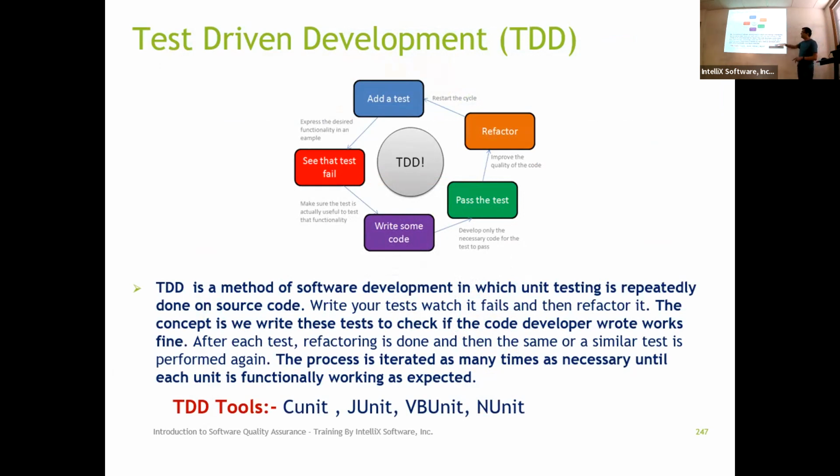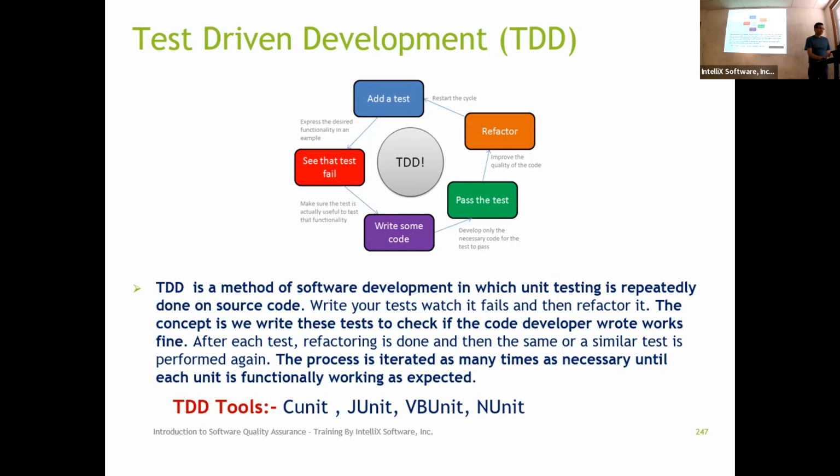So it's a method of software development in which unit testing is repeatedly done on source code. What they do is write the unit tests upfront, before they write any programming code. They write the unit tests first, and then they start building the software functionality, expecting the unit tests to pass as they build the software. That's essentially the concept here.